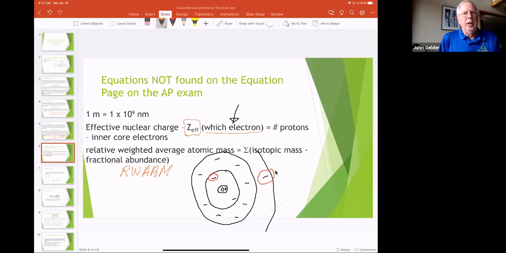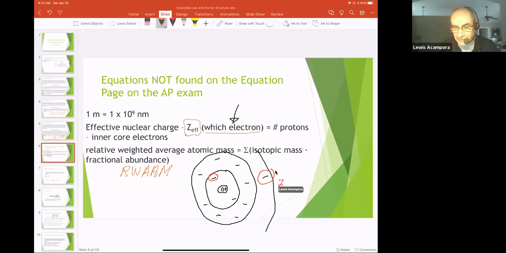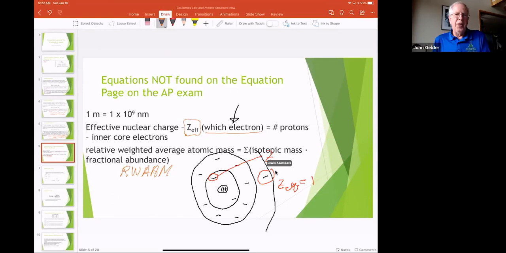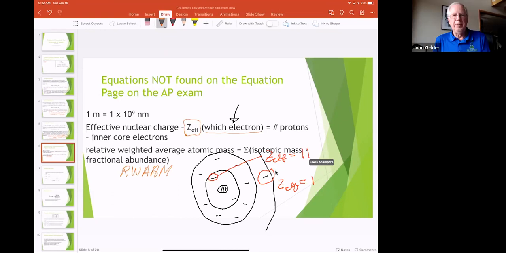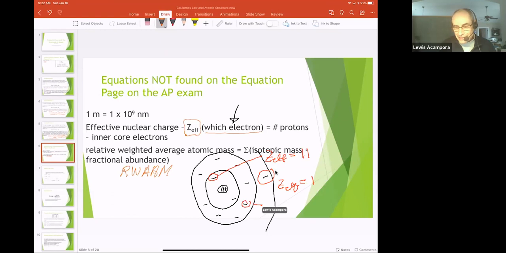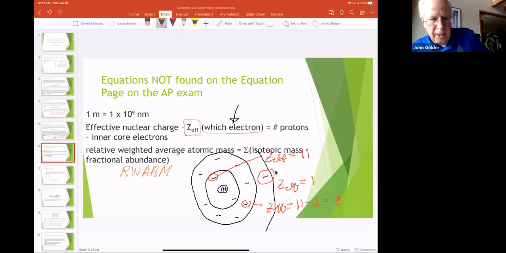That's a good point to make, Lou, and thank you for that representation, because Z effective equals 1. That's right, or Z effective equals 11. Right, exactly. And this is very approximate because we're neglecting the S and P orbitals. Z effective here would be 11 minus 2, which would be roughly 9.